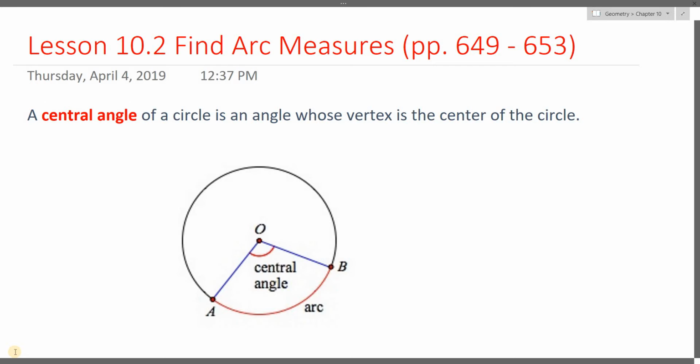But if we get started here, we're going to look at lesson 10.2, finding arc measures on pages 649 to 653. If you take your books to 649, we'll take a moment there to get you there, and then we'll get started.